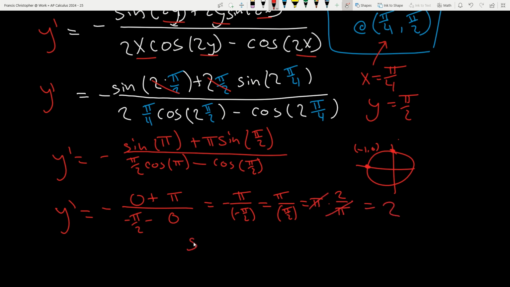So the slope, or dy dx, evaluated at pi over 4, pi over 2 is 2.